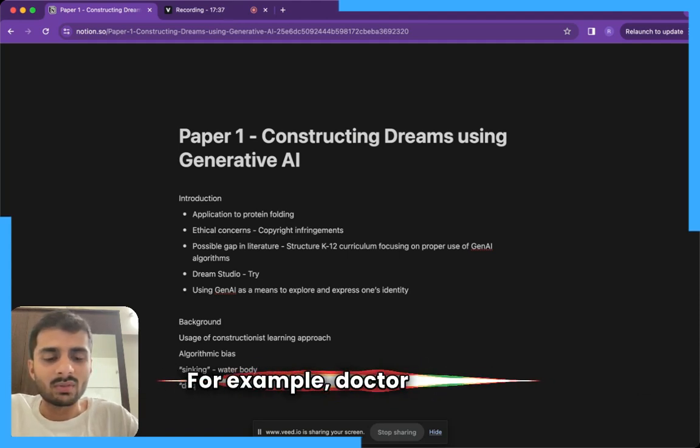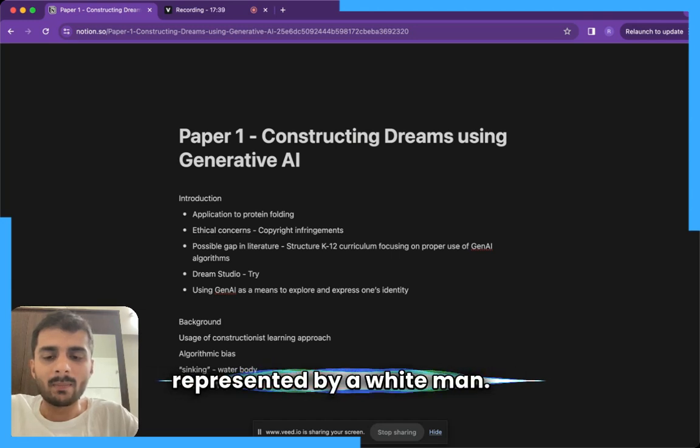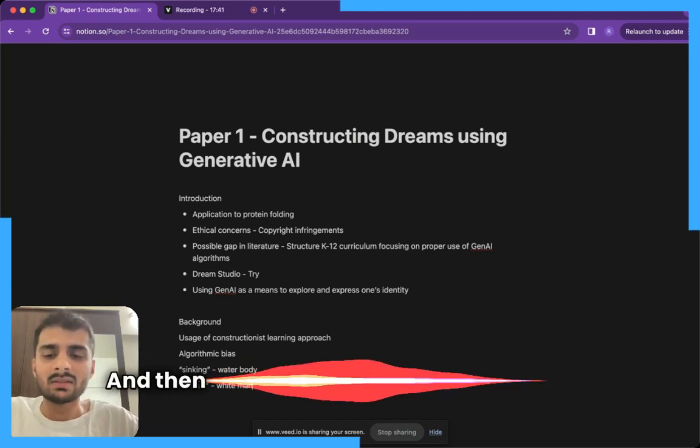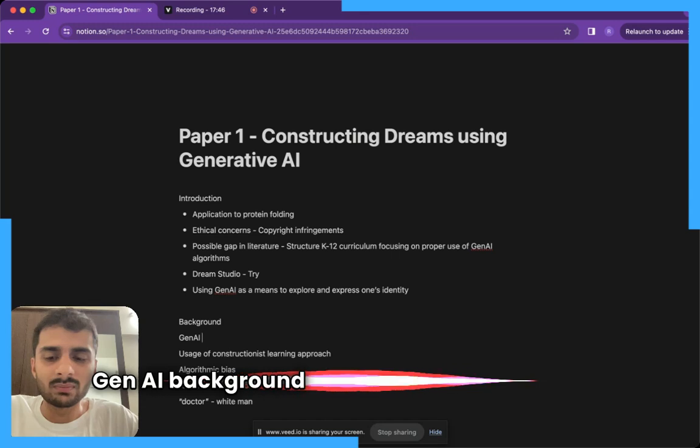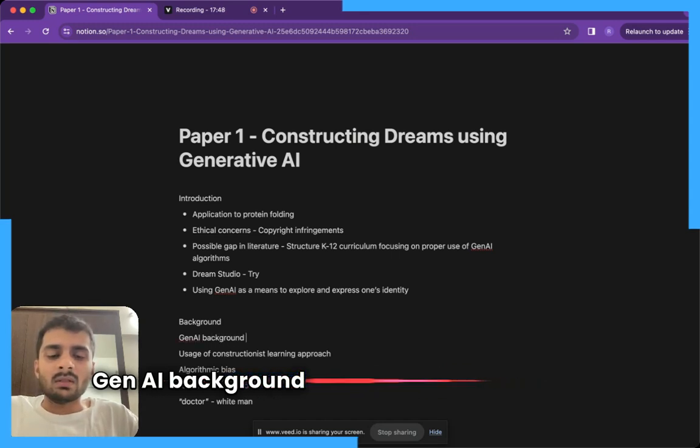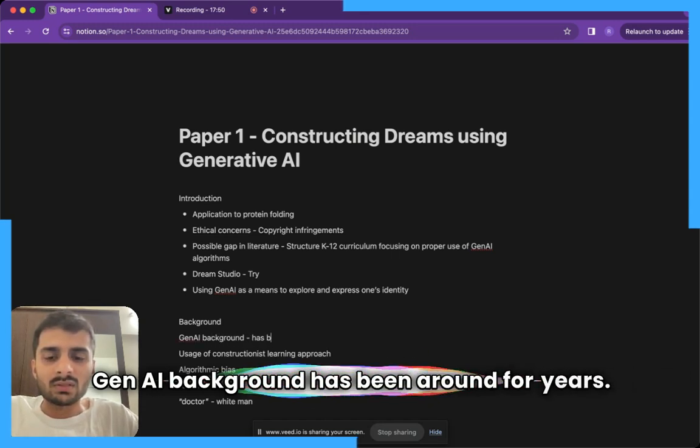For example, doctor might be represented by a white man. And then before that, of course, we saw how Gen AI background has been around for years.